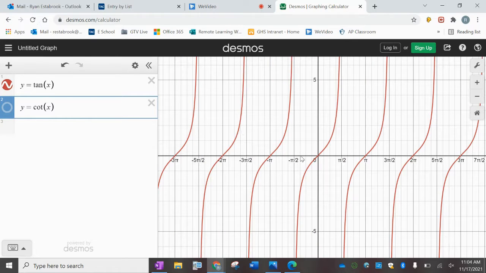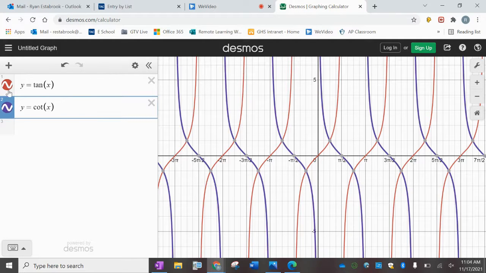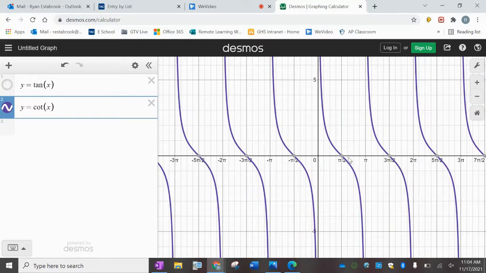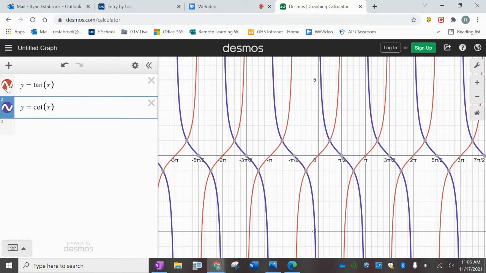So again, red is the tangent. The tangent goes through 0, 0. Tangent goes through the origin. From left to right, it is increasing. The slope is positive. Whereas for the cotangent, it does not go through the origin. Actually, x equals 0 is going to be one of our vertical asymptotes. And from left to right, cotangent is going down. The slope is negative. So they're not the same graph. They both have little swooshes, and they have very similar shapes.